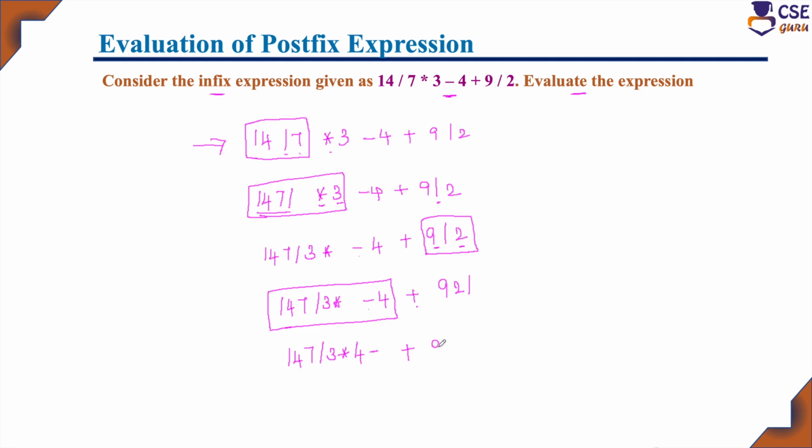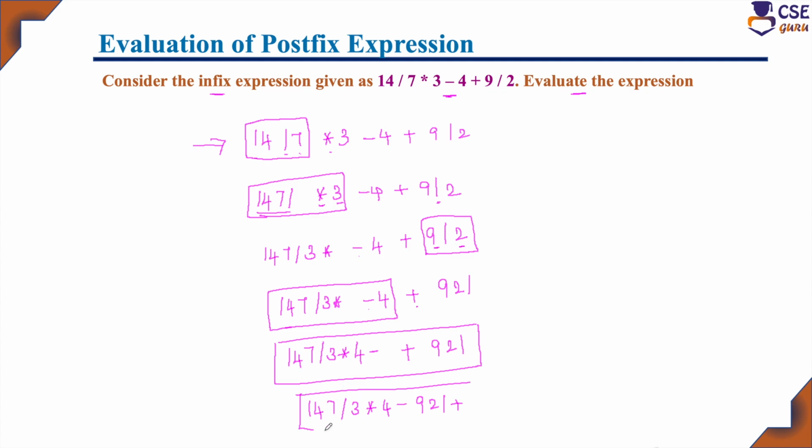And now, only the addition operator is there. So, this complete thing you need to convert now. First operand is 14, 7, division, 3 star, 4 minus. Second operand is 9, 2 division, operator is plus. So, this is the final postfix expression you will get for this given infix expression. Now, this postfix expression, we are going to evaluate and find the result using the stack data structure.